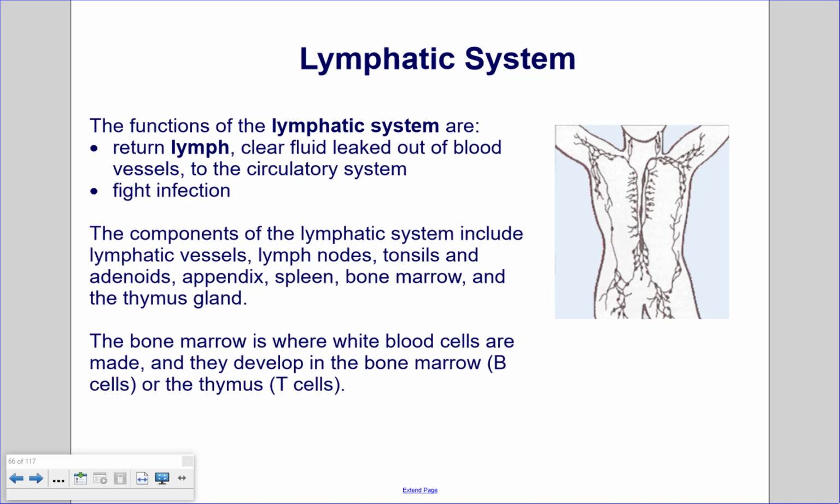the thymus gland. The bone marrow is where the white blood cells are made, and they develop in the bone marrow, which are the B cells, or the thymus, which are the T cells.